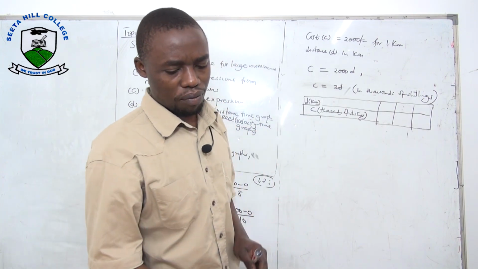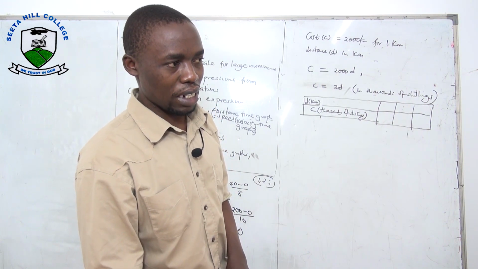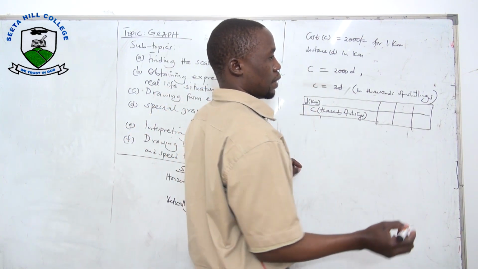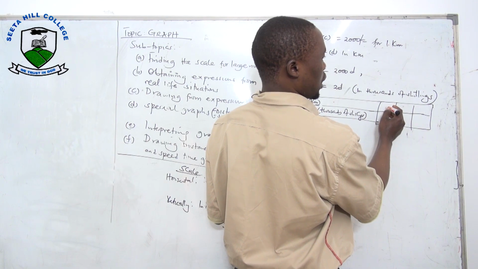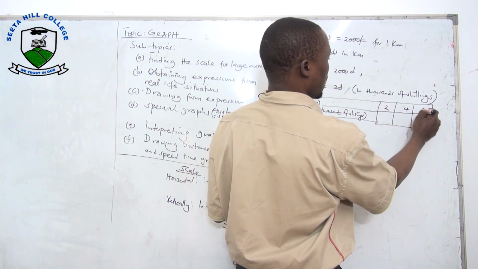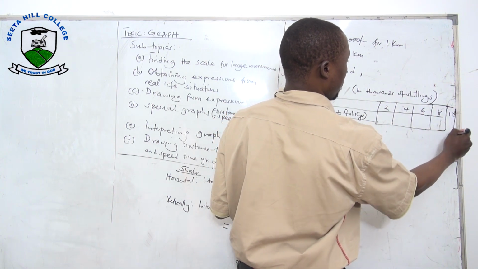Remember, there is a question having 6.5 kilometers there. Do you see that distance? That means I must go beyond that. I can use 2, 4, 6, 8, 10, not so?